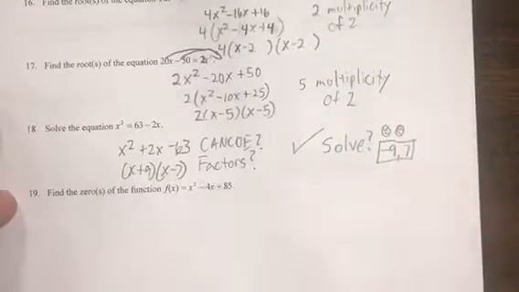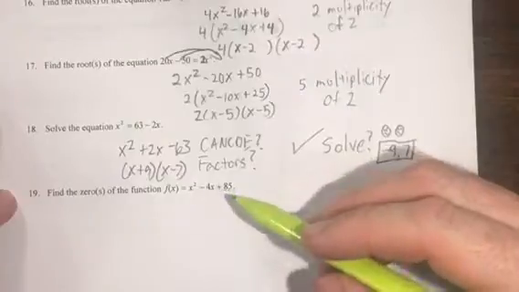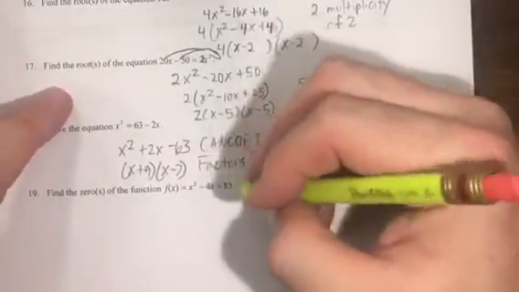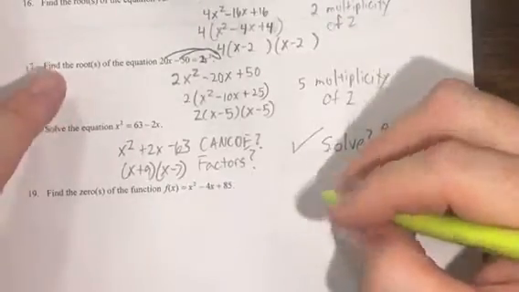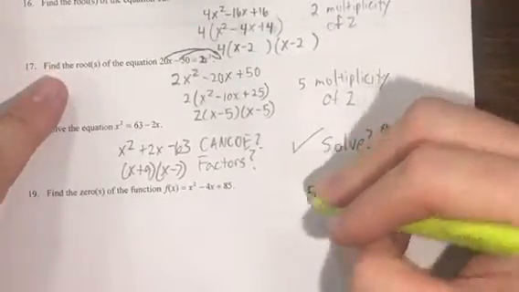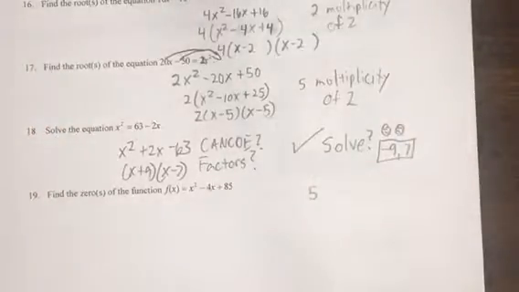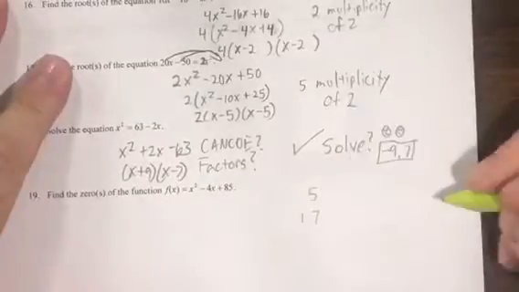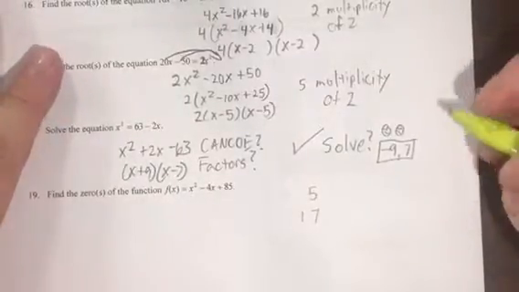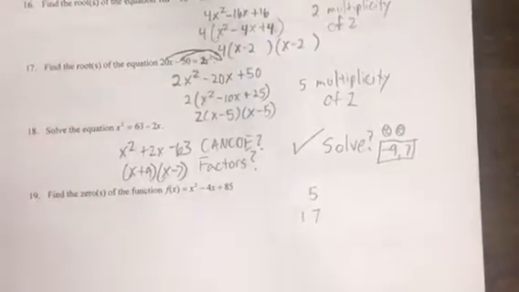Number 19. x squared minus 4x plus 85. Let's start with 5. 85 divided by 5 is 17. That one's not going to work. Try 15. 5 times 7, no, that one's not going to work.